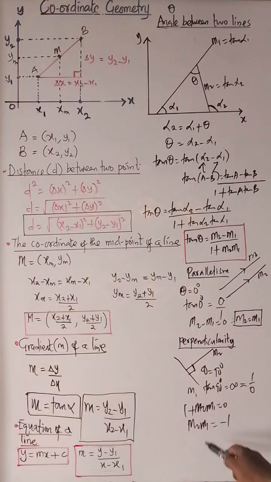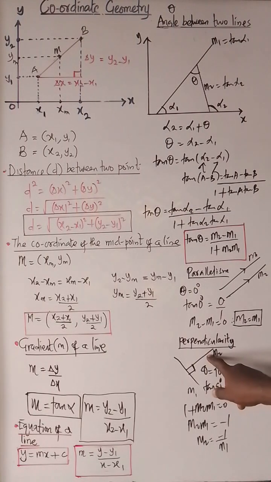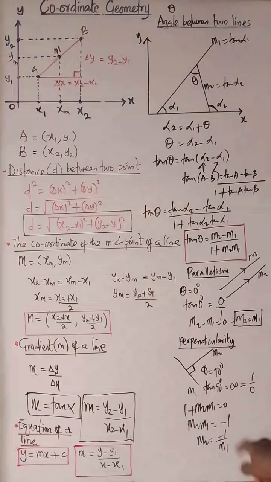So to get the value of m2, we can divide by m1. So m2 becomes minus 1 over m1. So if two lines are perpendicular to each other, the gradient of the second line is the negative reciprocal of the gradient of the first line. So if you are told that a particular line is perpendicular to another, and you know the gradient of the first line, you can get the gradient of the second line.